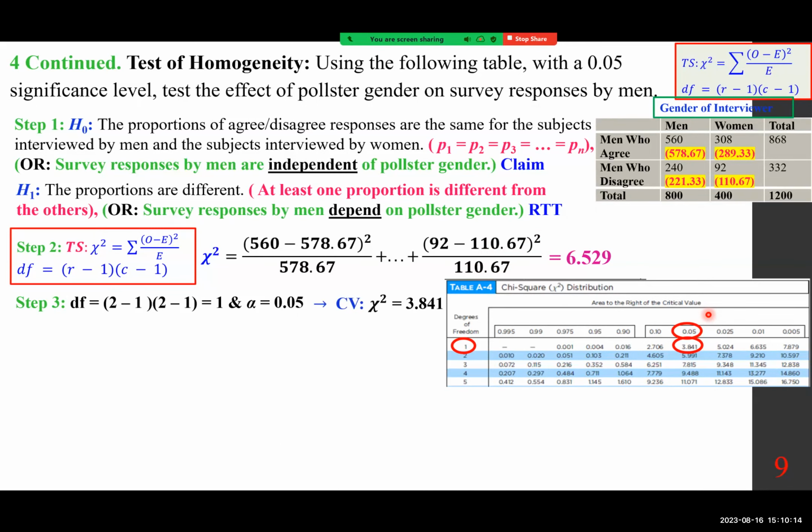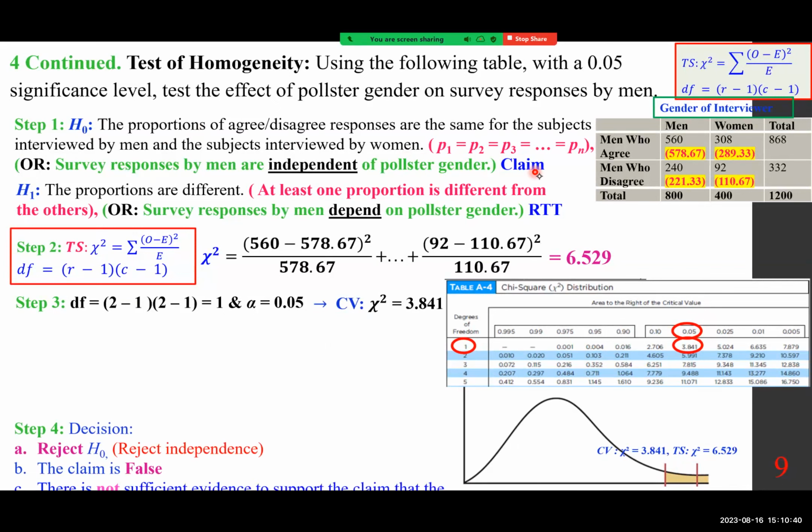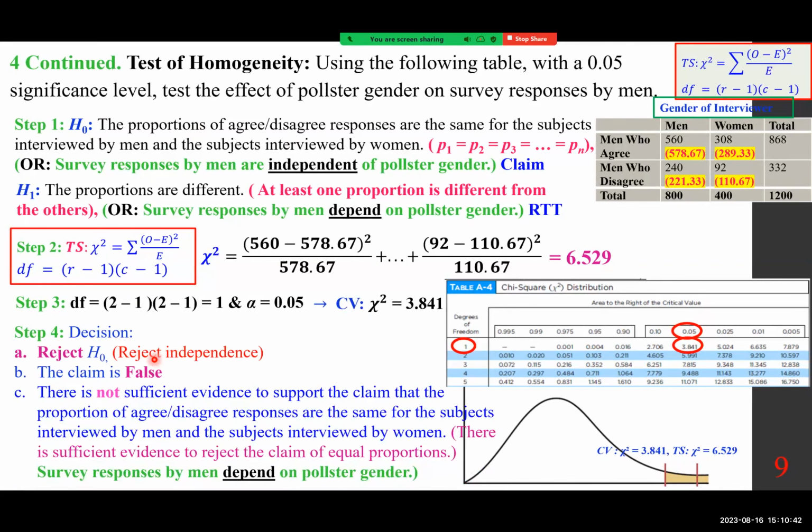And all we have to do is the drawing and look at the location of the test statistic. When we do the drawing, the critical value is 3.841 here, and the test statistic is way into the rejection region. Therefore, reject H0. That means reject the claim. That means the claim is false. So we write reject H0, reject independence in essence.